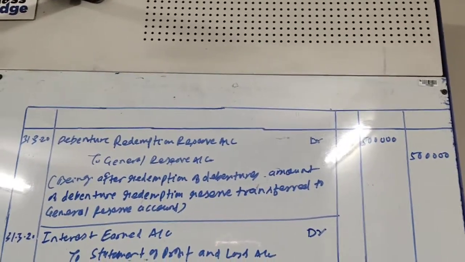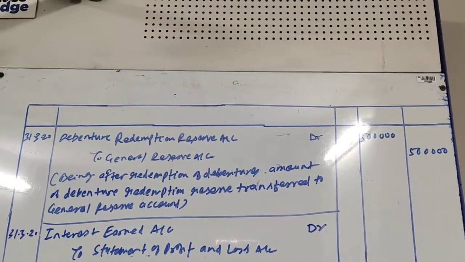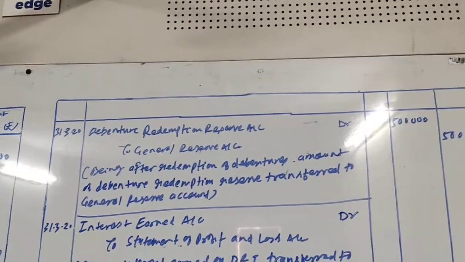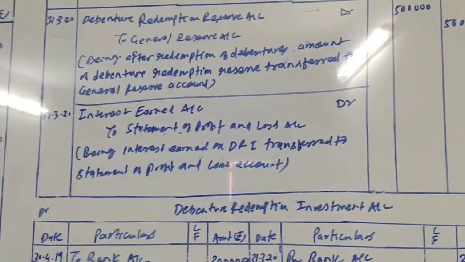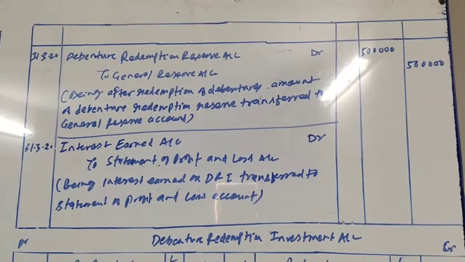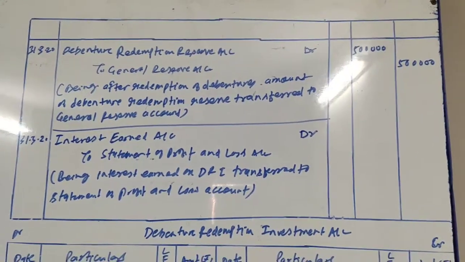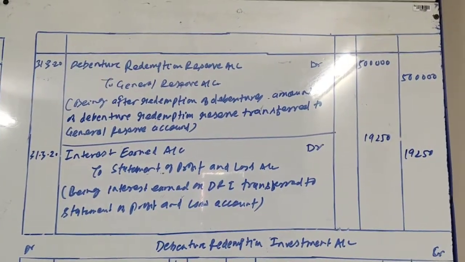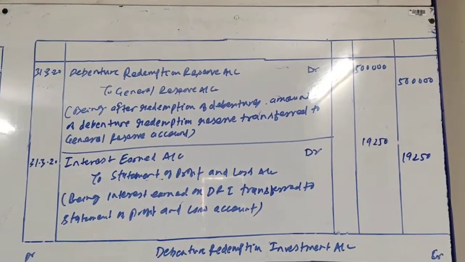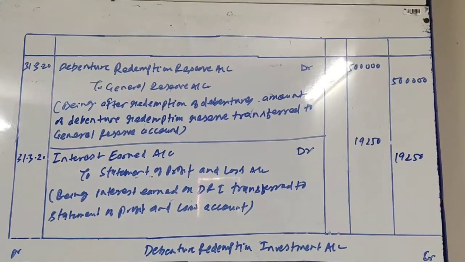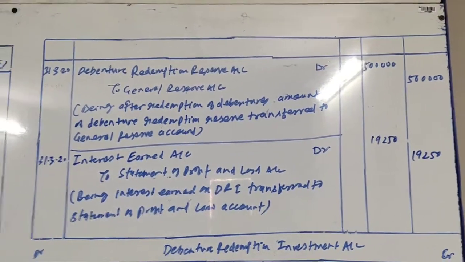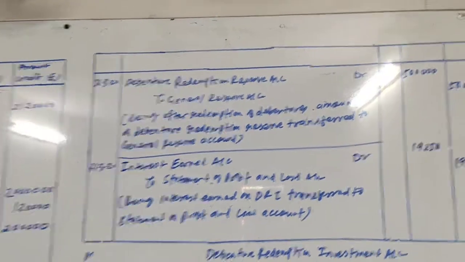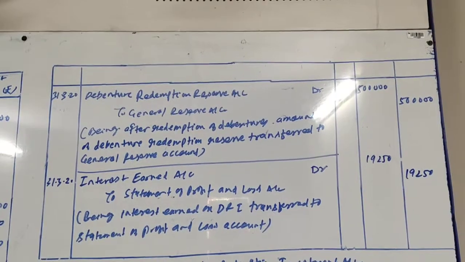And finally, friends, the interest which we earn on investment, as it is an income, will be transferred to statement of profit and loss account. So here it is: interest earned account debit to statement of profit and loss account 19,250, as this was the amount of interest which we earned, being interest earned on DRI transferred to statement of profit and loss account. So these total 9 entries we have to pass for this sum.